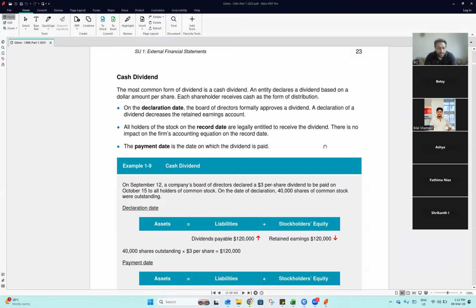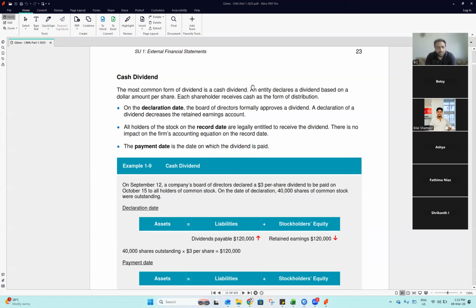So when we pay the dividend, from which account do we pay it? From retained earnings, because that is where we accumulate our profits. If we don't have any profits, we can't give dividends, right?